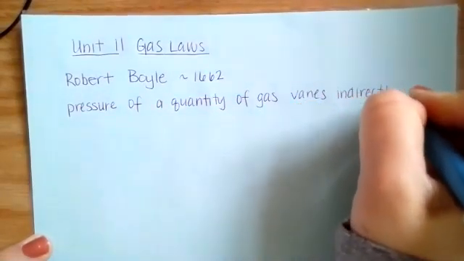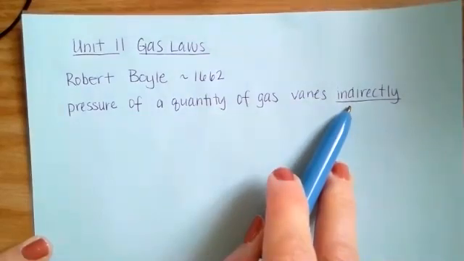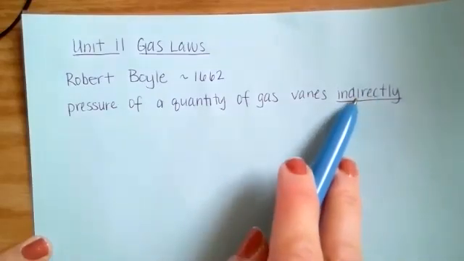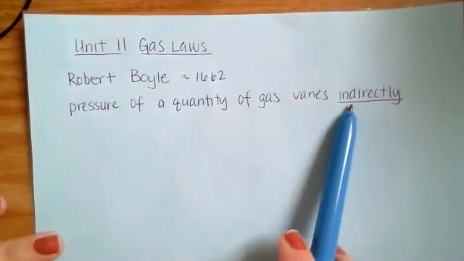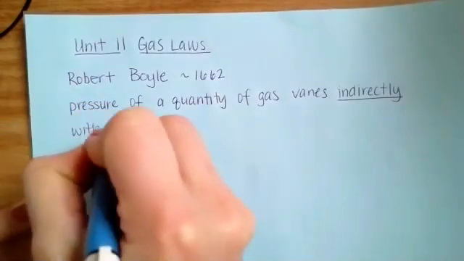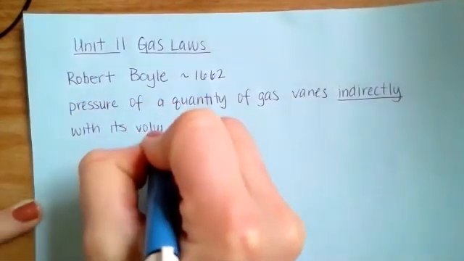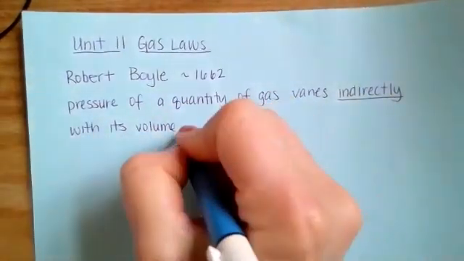indirectly. Okay, so this is a vocab word I want to focus on, indirectly. I believe in your physics class and math class, you use the words indirect and direct relationships, versus another way you can say it, possibly inverse relationship. But I'm going to try to use the same vocabulary as you have for your physics classes and math classes. So an indirect relationship with volume, with its volume. So the pressure of a quantity of gas varies indirectly with its volume.